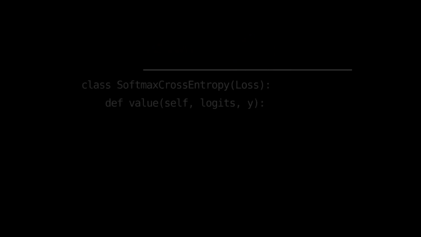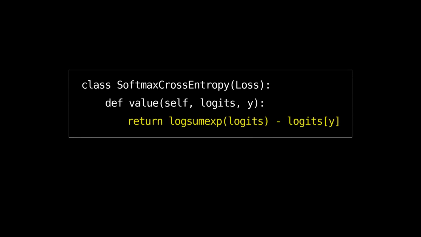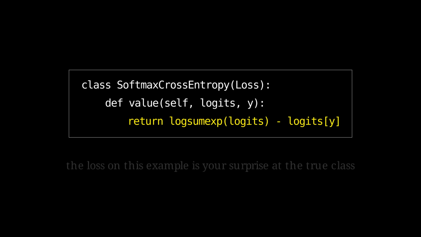And once we know the right answer, how do we score that? With cross-entropy, which is just your surprise at the true class. In the code, the value method reads beautifully: the log sum of exponentials of the logits minus the logit of the true class. That single line is exactly the negative logarithm of the softmax probability you placed on the correct class. Confident and right costs almost nothing. Confident and wrong costs a great deal.